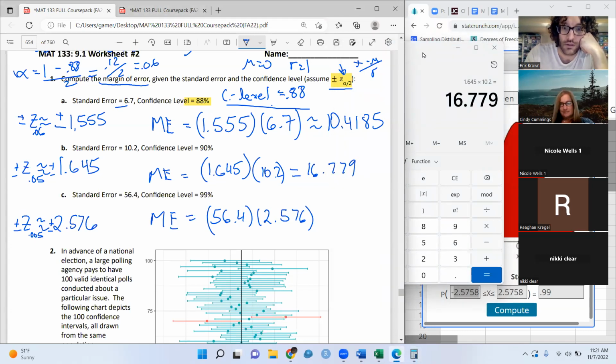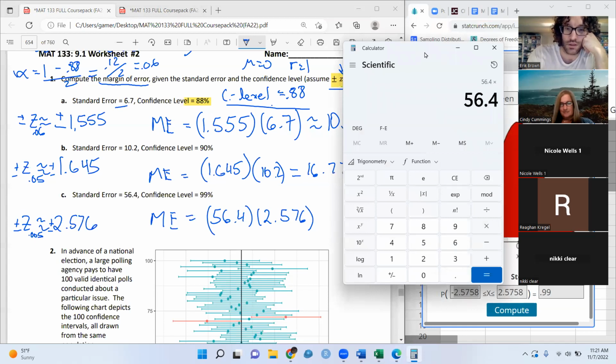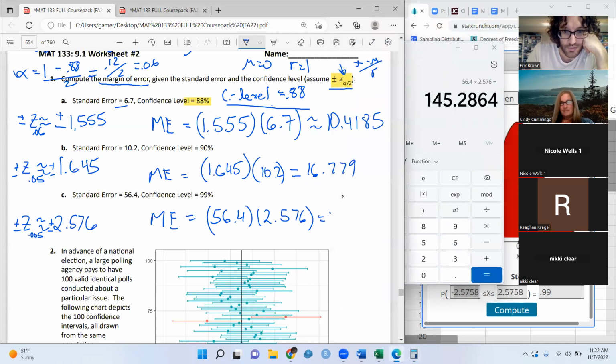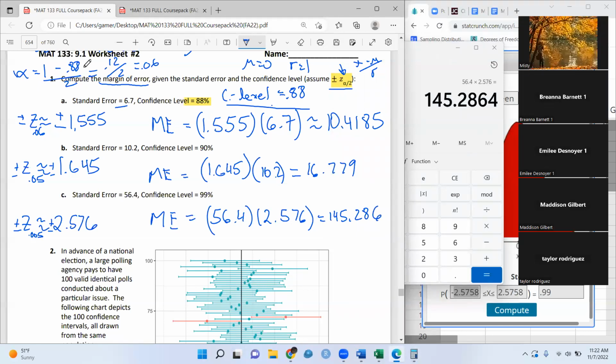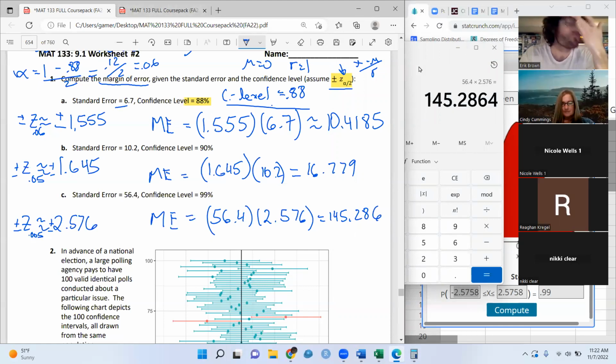16.779 for that one, and then 56.4 times 2.576 for this one, 145.286. Awesome. Any questions on that? Anyone lost? Is it okay that since I rounded differently I got a teeny tiny different answer? Okay, on the exam it will tell you how many decimals. And if I'm grading and you write it how I wrote this, I know what you did, so I wouldn't have to mark you wrong.